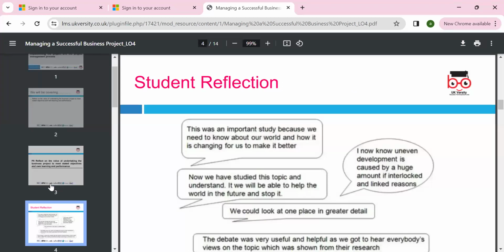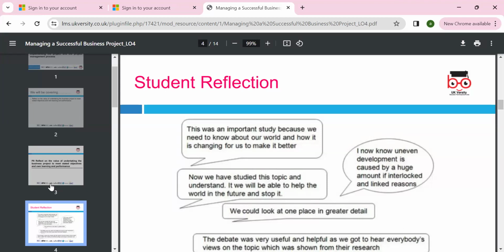Reflection is an important study, because we need to know about our world and how it is changing so we can make it better. We have studied the topic and understand it, and that helps us in the future. In any project we can look at why we have a crime rate, and as a government we want to reduce it. This can be a project. What did we do? Were we 100% successful in eliminating crime? If not, why not? We can learn from this as students from a research perspective as well.